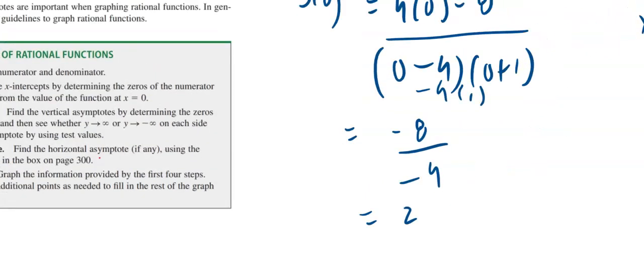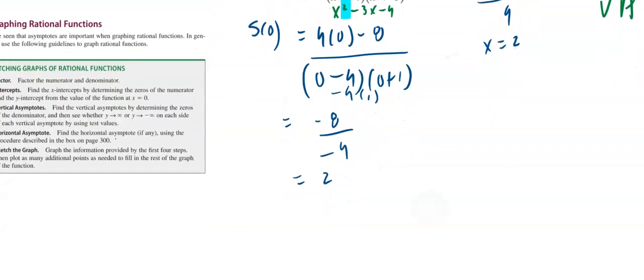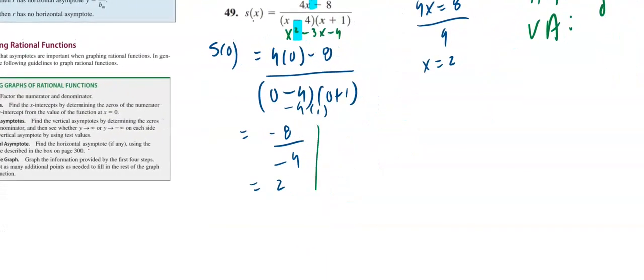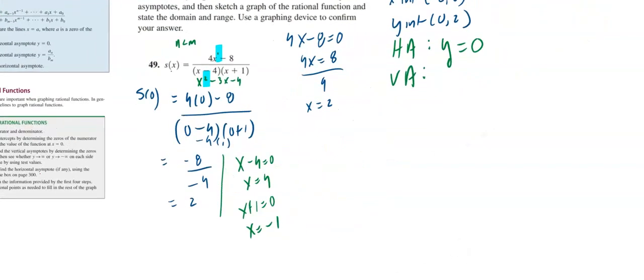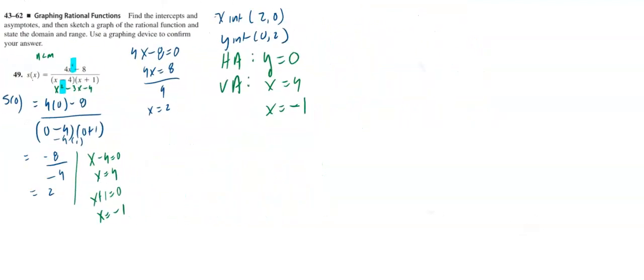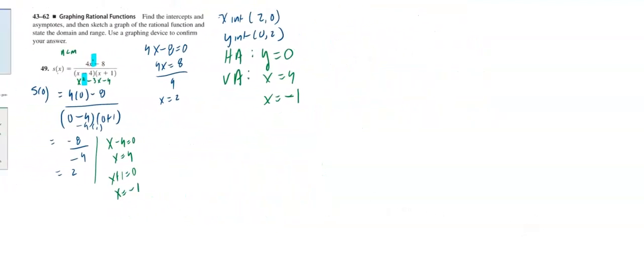Determine the zeros of the denominator. Well, that's sweet because they've already factored it for us. So x minus 4 equals 0, therefore x is 4. X plus 1 equals 0, therefore x is negative 1. And those are our vertical asymptotes. So x equals 4, x equals negative 1. Okay, I'm going to draw a quick set of axes, and we're going to go ahead and plot what we've got.